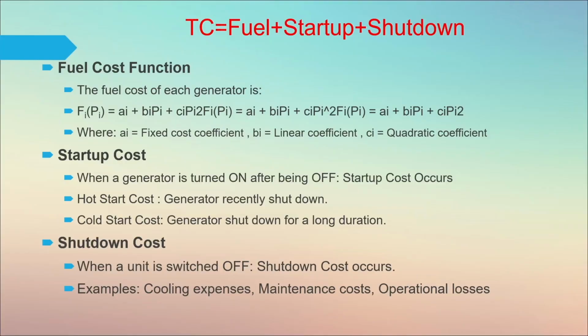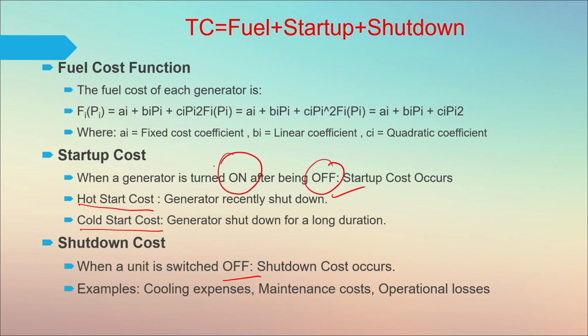The fuel cost function is what we have seen in the economic dispatch problem. The same cost function applies here also. Then there are the startup cost as well as the shutdown cost, that is, the on and off cost. The startup cost has two values, a hot start cost and a cold start cost. The hot start applies when the generator has been recently shut down and you are turning it on again, and the cold start applies when the generator has been shut down for a long time. What is the shutdown cost? It is the cost associated with the off condition.